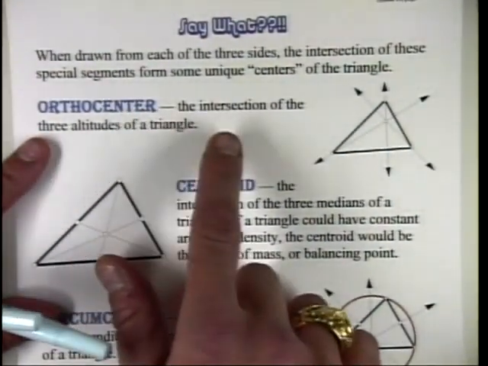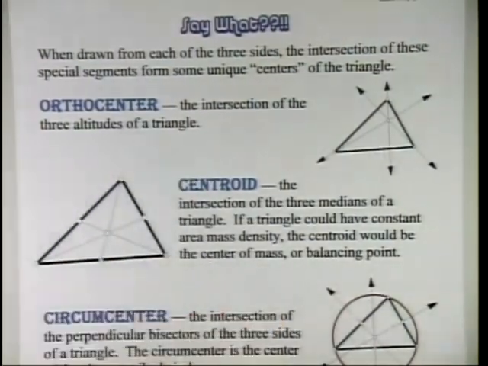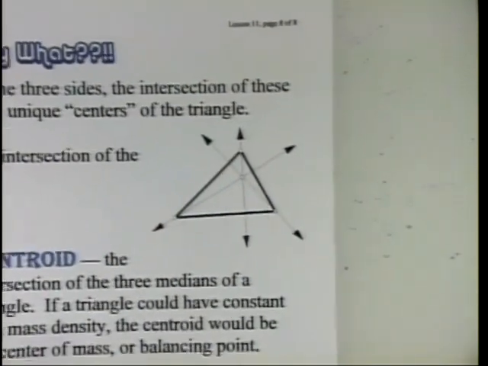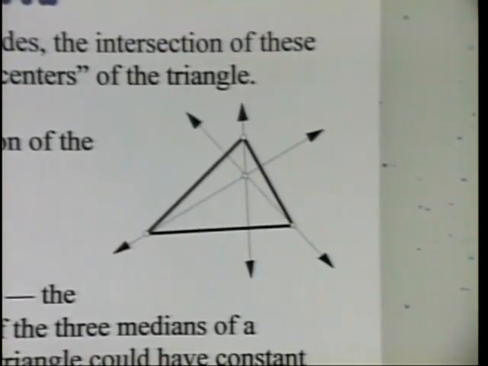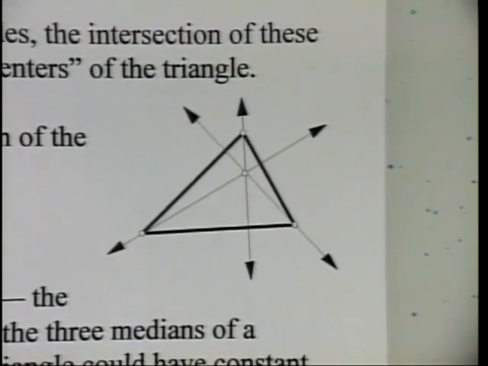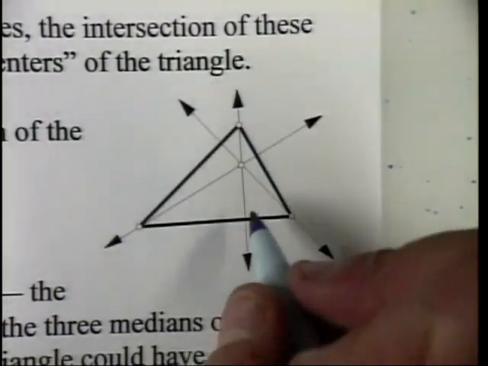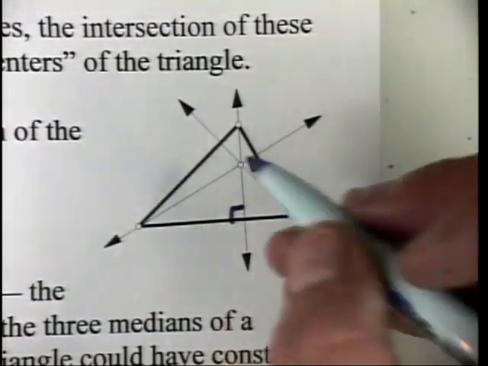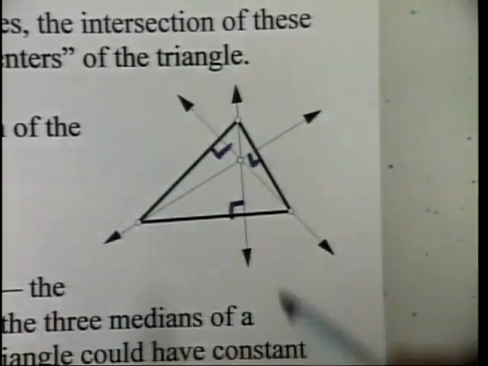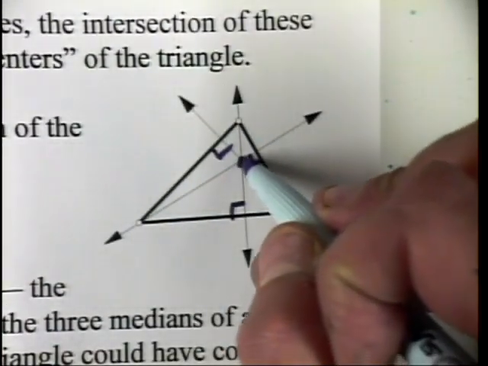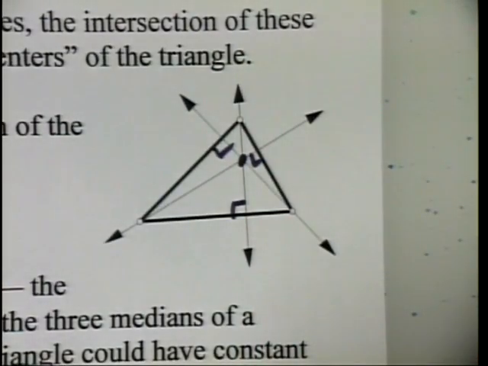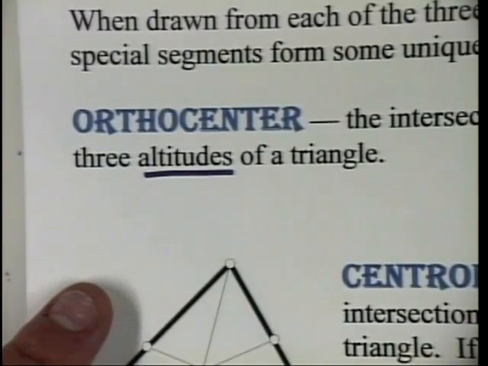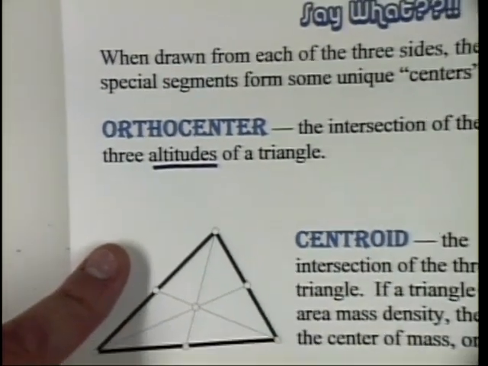It's basically the intersection of the three altitudes of the triangle. So if we look at this graph right here and zoom in on it, the altitudes, remember, were formed by dropping a perpendicular from the vertex. So this was 90 degrees, this was 90 degrees, and this was 90 degrees. And notice if we draw it, they all intersect at the point of concurrency, and that point of concurrency is called the orthocenter.